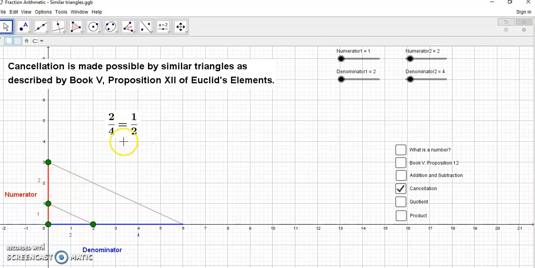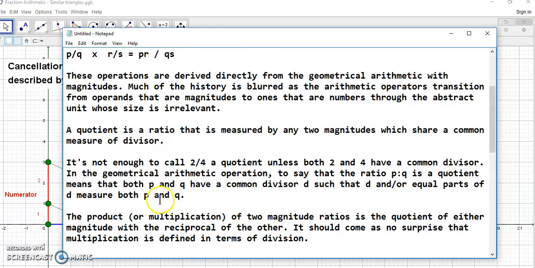And in geometry, these are not the same lengths because the antecedent in this case is 2, and in this case is 1. And 2 is not equal to 1. As you can see, 2 is not equal to 1. But as a ratio, they are equal because 2 is to 1 as 4 is to 2, right? And that's what is meant when you use the colon between the numbers. You're simply doing a comparison that is established on the basis of proportion, okay? So it's not enough to call 2/4 a quotient unless both 2 and 4 have a common divisor.